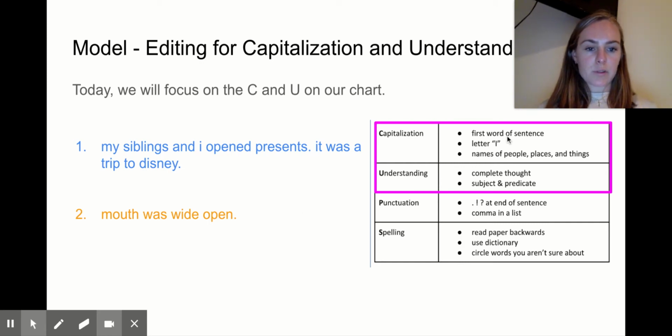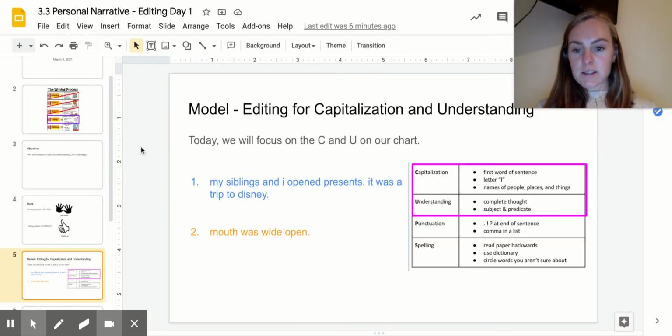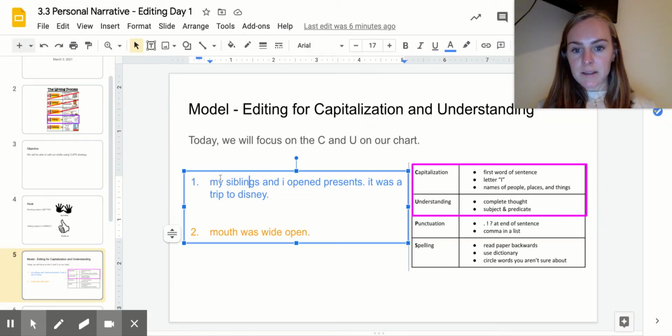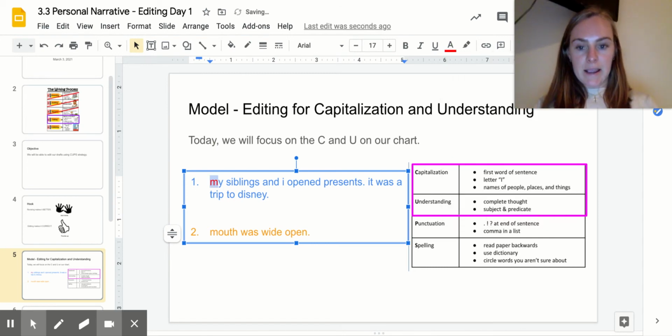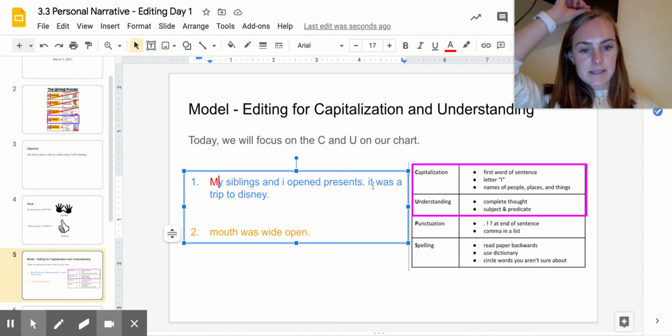Okay, so on my bullets it says the first word of a sentence. Okay, so here's the first word. I didn't capitalize it. Oh my goodness. So let me go in and capitalize it. I am going to make sure I make it red. So I'm going to get my red, and I am going to capitalize it. So first, we capitalized my. Let's make sure that we capitalize this sentence as well.